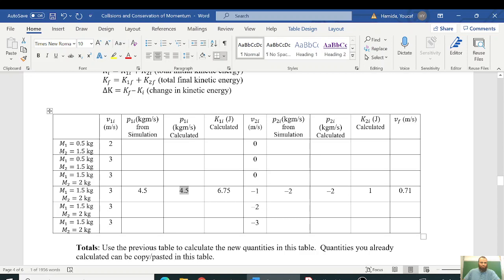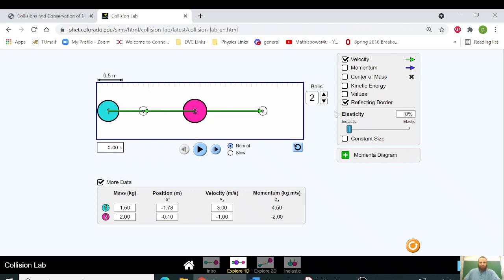That's the calculated. How about the simulation? And by the way, they will match pretty well, very often exactly, actually. So let's see, from the simulation, I will just display what's the momentum. Actually, I will display the values. Okay, I'm going to display the values.